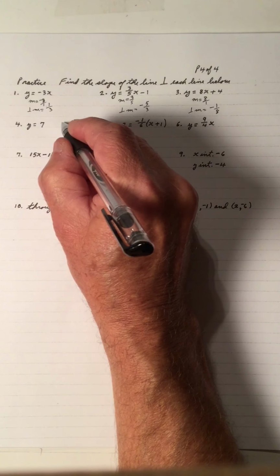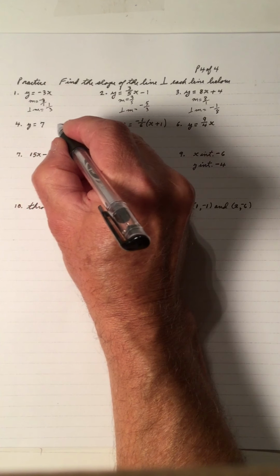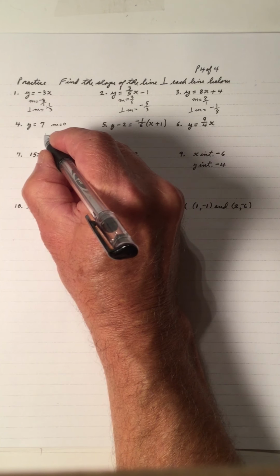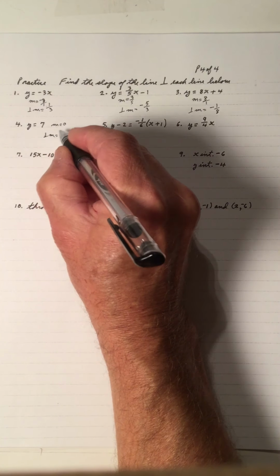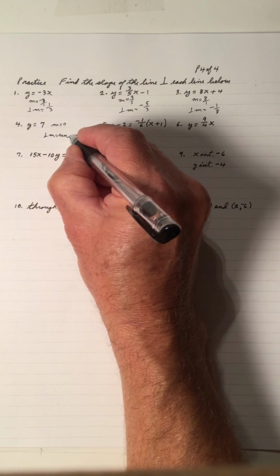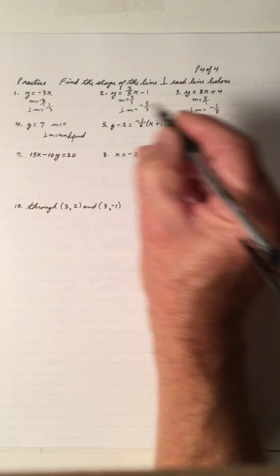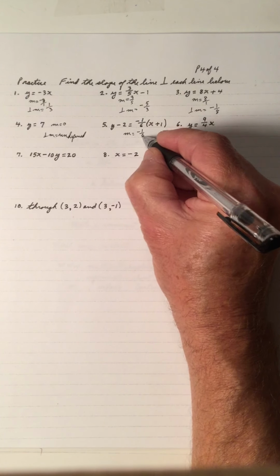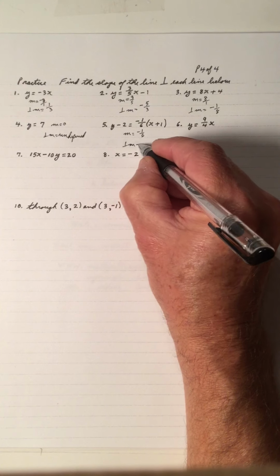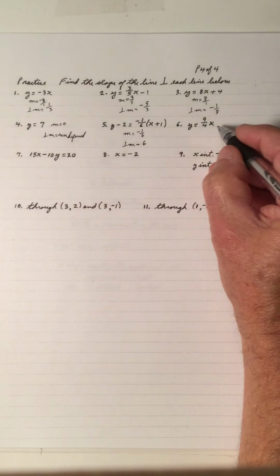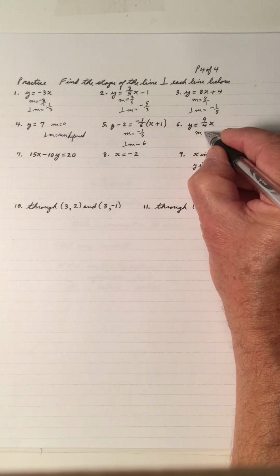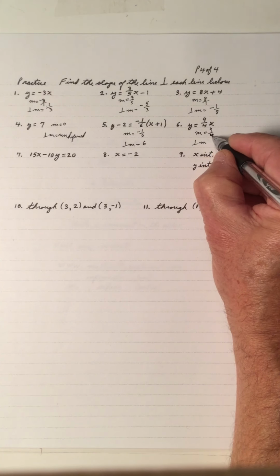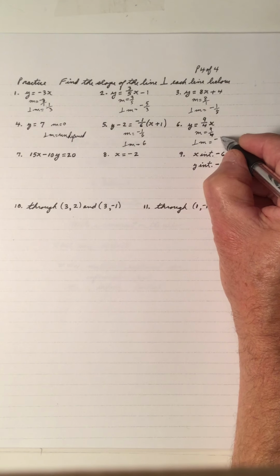That's a horizontal line at 7, so the slope of a horizontal line is 0, so the perpendicular slope is a vertical line, so it's undefined. And the slope of this line is negative 1/6, and the perpendicular slope is positive 6. Slope of this line is 9 over 4, so the slope of the perpendicular line is a negative 4 over 9.